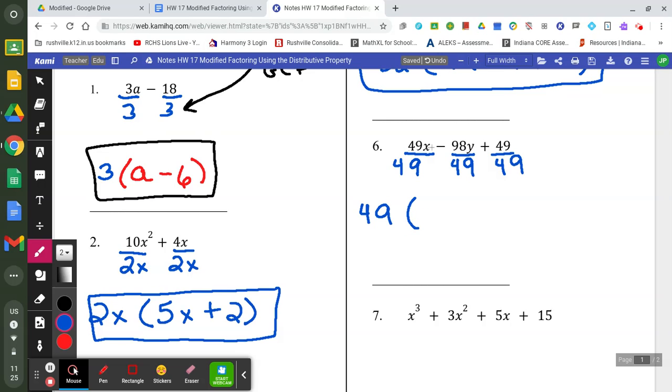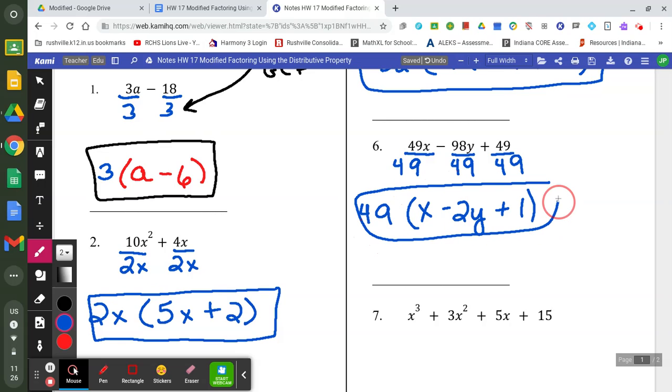So 49x divided by 49 leaves me with x. Negative 98 divided by 49, you can use your calculator, minus 2, and then I have that y. And then 49 divided by 49 is 1, and since they're both positive, it's positive 1. So my answer is 49 times the quantity x minus 2y plus 1.